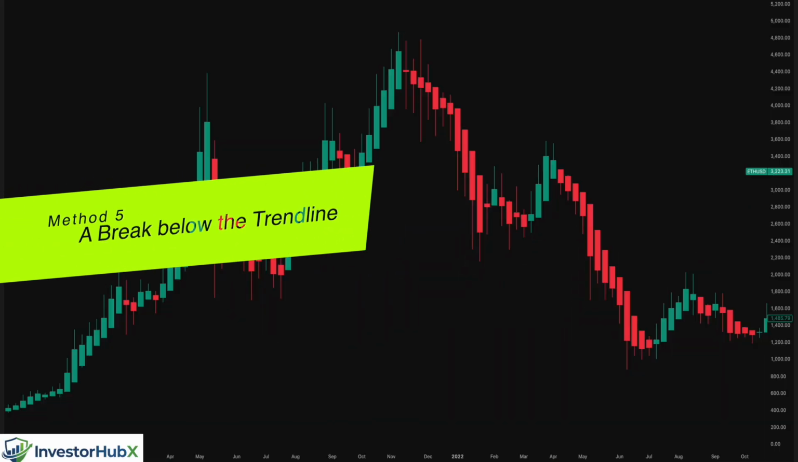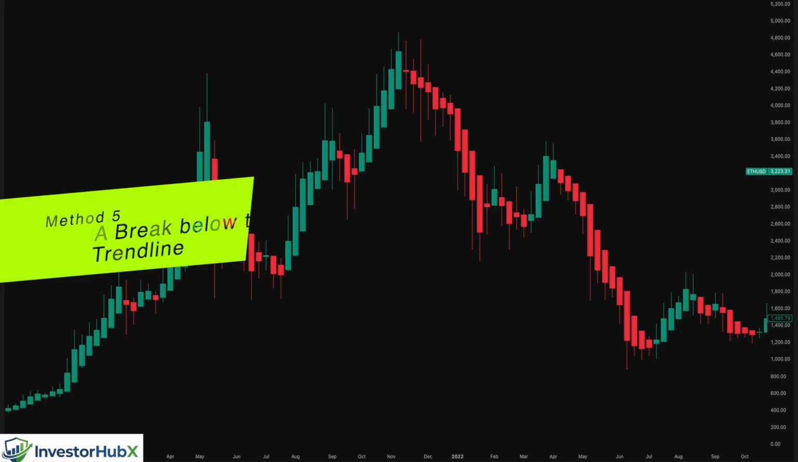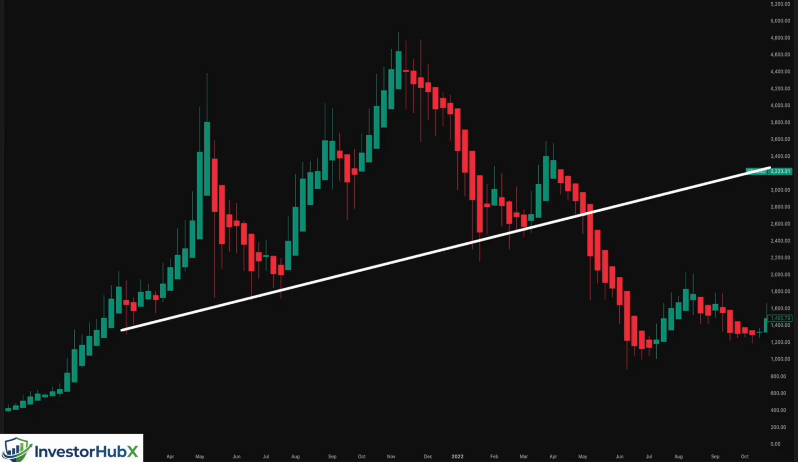The next way to confirm the transition from a bull market to a bear market is a break below the trend line. In a bull market, an upward trend line connects a series of higher swing lows and acts as dynamic support. As long as price respects this trend line, the bullish trend remains intact.